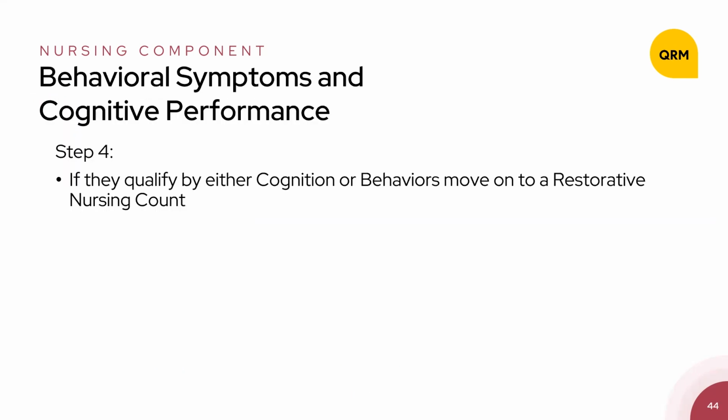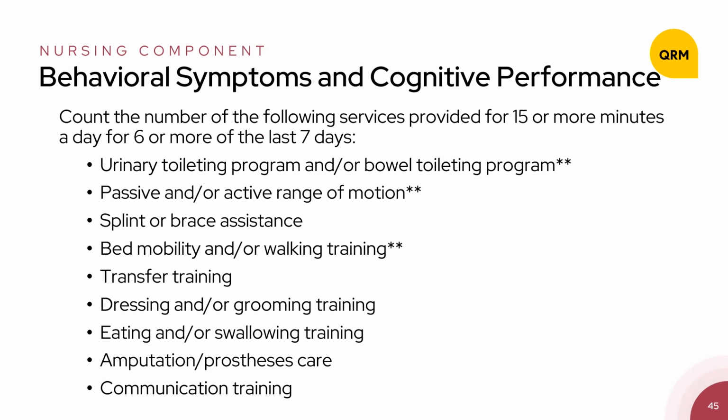So if they get there either by cognition or by behaviors, then we're no longer going to look at our depression score. We're going to look at our restorative nursing count. We're going to see, did we provide restorative nursing and how many days did we provide that? So how do you figure out if they had restorative nursing?